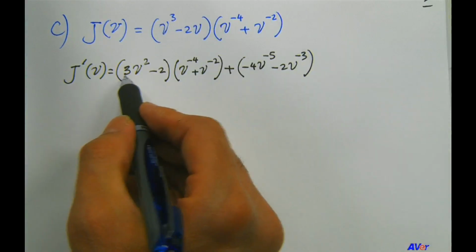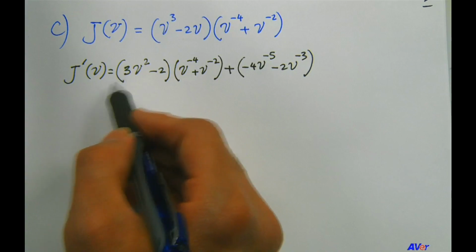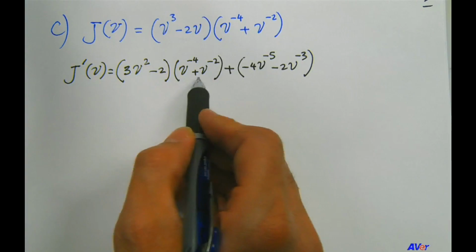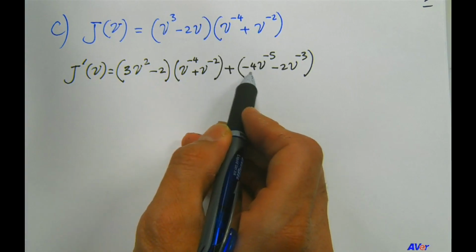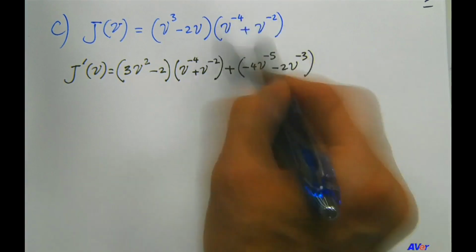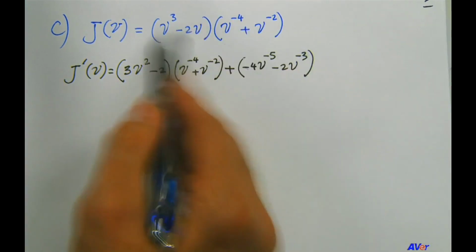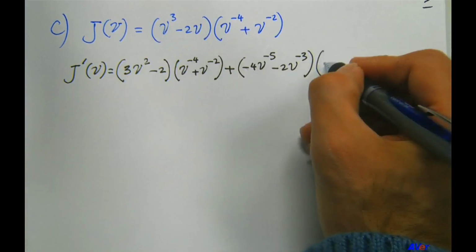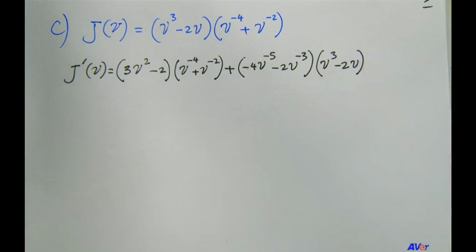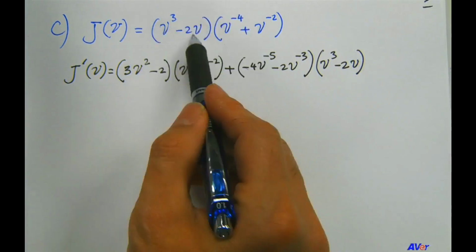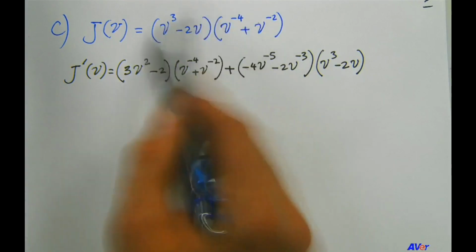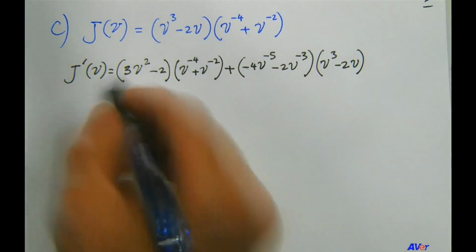Okay, so now let's distribute and simplify this. I'm just going to quickly double check this to make sure that everything is okay. And then of course we took the derivative of this function, we got to multiply it by the first function, right? That's how the rule works. So derivative of this times that, then plus derivative of that times this. And that's what we have.